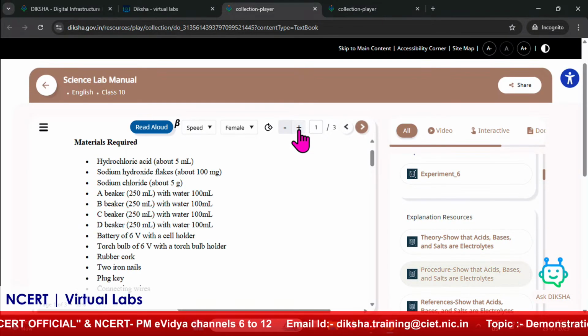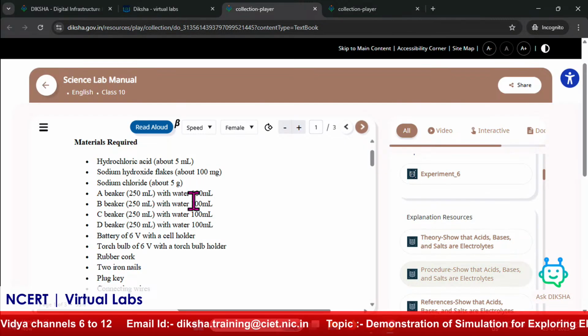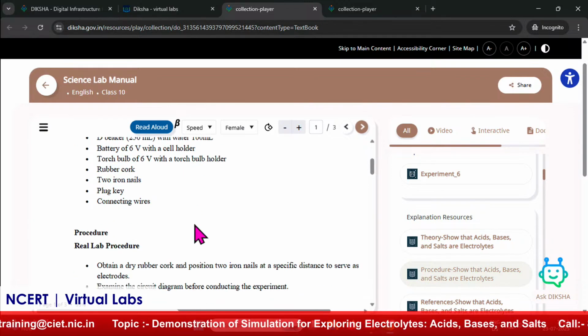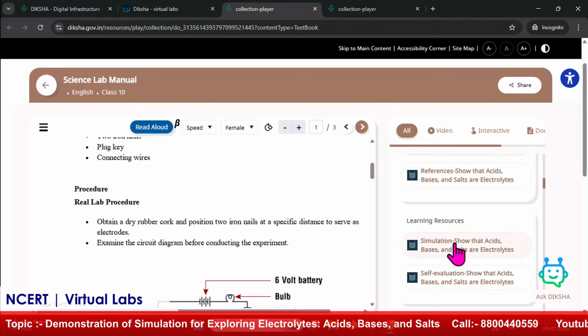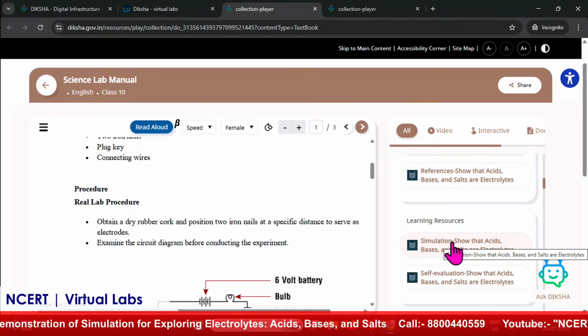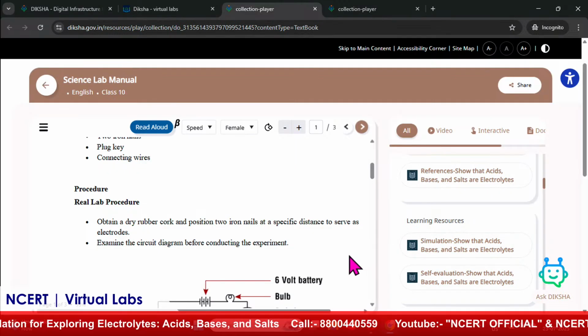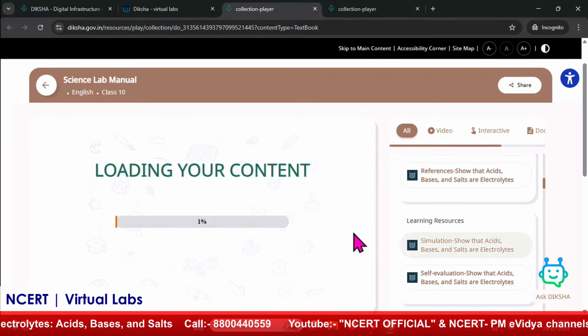Here you can see there is a requirement for hydrochloric acid, sodium hydroxide, that is our base, and sodium chloride, that is our salt, and even the quantity is mentioned so that they can easily prepare and arrange these reagents when they enter their physical laboratory. After this there is a simulation, and there will be an animated video also to make the understanding easier, so they can easily relate to this process. I'll take you directly to the simulation part here.